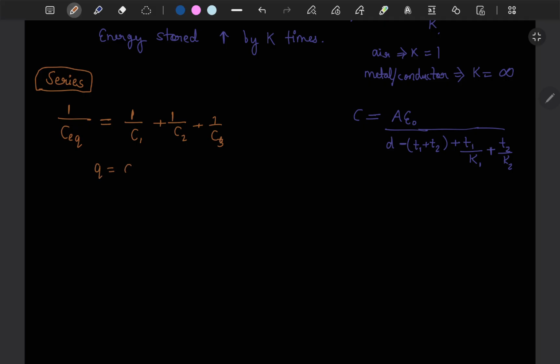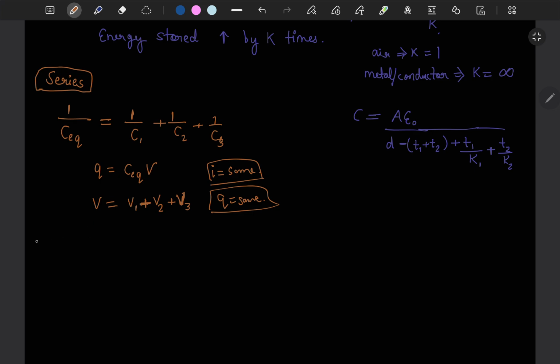Basically Q is equal to C equivalent into V. So V is equal to Q upon C equivalent, and in case of series capacitance, the potential will vary, so we will add the potential difference only. Q will remain the same. Similarly, in case of series resistance, the current was remaining the same. Here the charge is remaining the same, potential is changing, so we will be adding the potential.